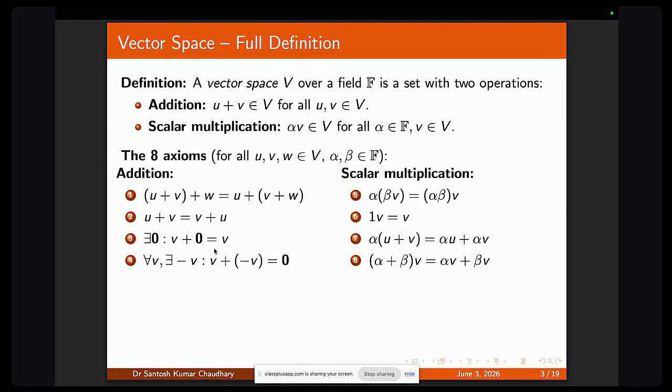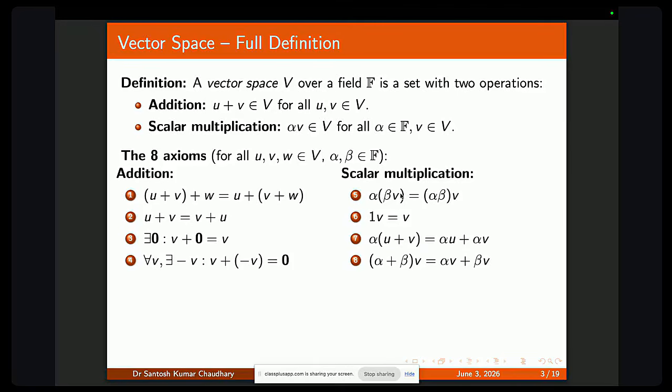Then every element should have an additive inverse. So for every v in V, there exists a minus v in V such that v + (-v) should be 0. This is called the existence of additive inverse. And the fifth one is associativity over scalar multiplication, you can say.